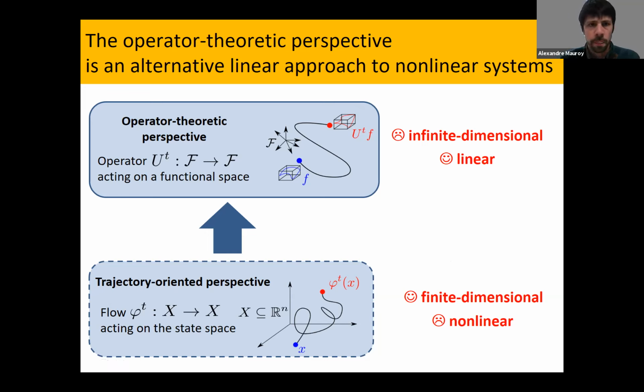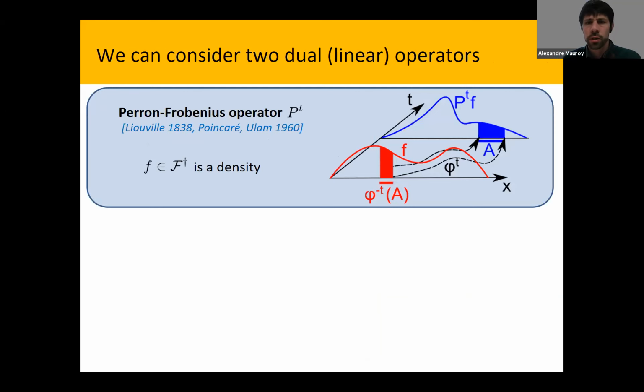Okay, so now let's make things a bit more accurate, more precise. As long as we consider operators to study dynamical systems, there are two operators that come to mind. The first one is the Perron-Frobenius operator, which I denote here with P. This operator will act on a density. So we consider that we have a density of initial conditions.